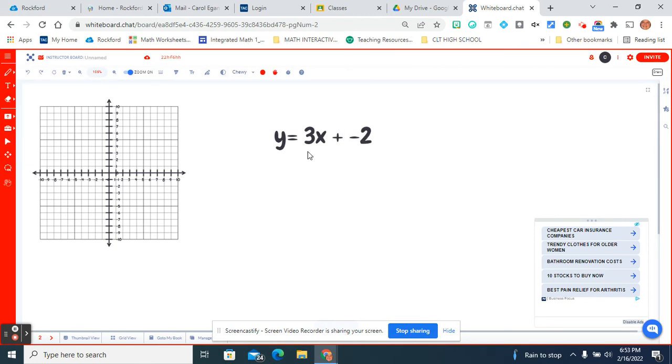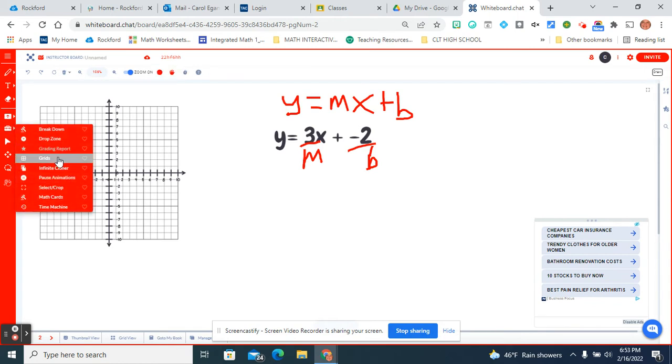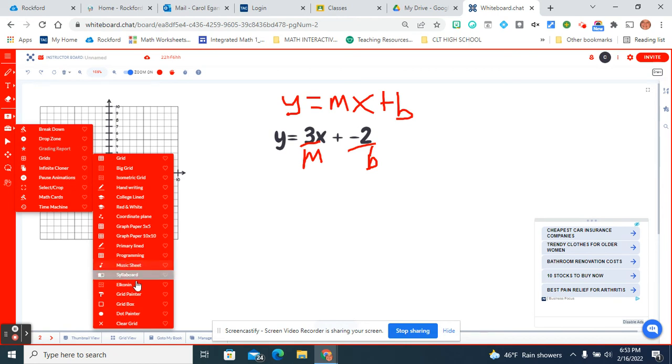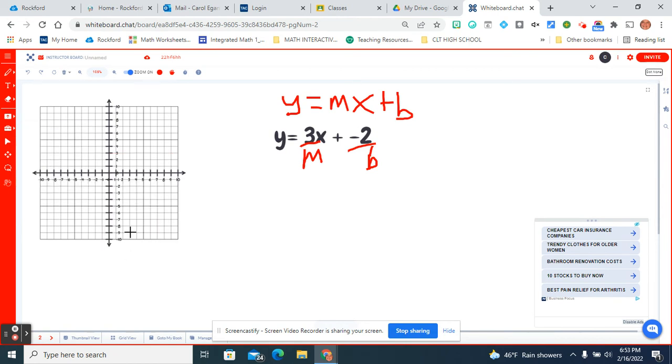Okay, so again, our m is next to our x because we know y equals mx plus b. So 3 is our m, and -2 is our b, also known as the starting point or y-intercept. So we're going to mark -2. Go back to my dot painter here to make it easier. So on the y-axis, the first point is at -2.